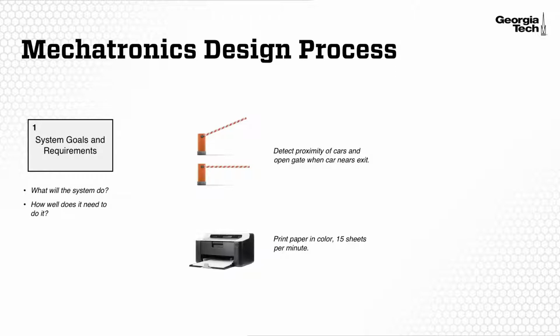For instance, suppose we're designing a gate for a parking garage that goes up or down when a car is near it. And so the goal of that system would be to detect the proximity of a car and open the gate when the car nears the exit. Alternatively, for instance, if we're designing a printer, then maybe we want to say the printer has to print in color and it has to print 15 sheets per minute.